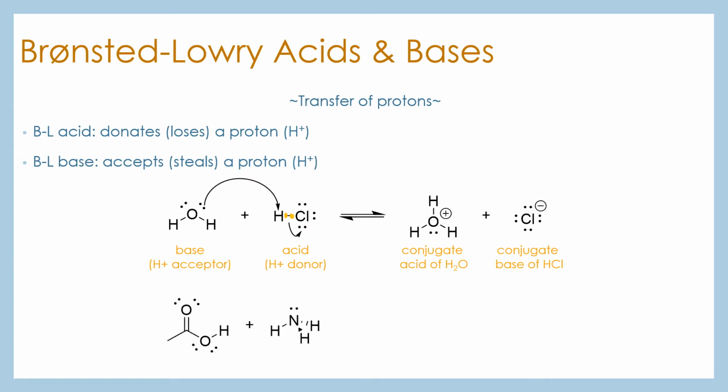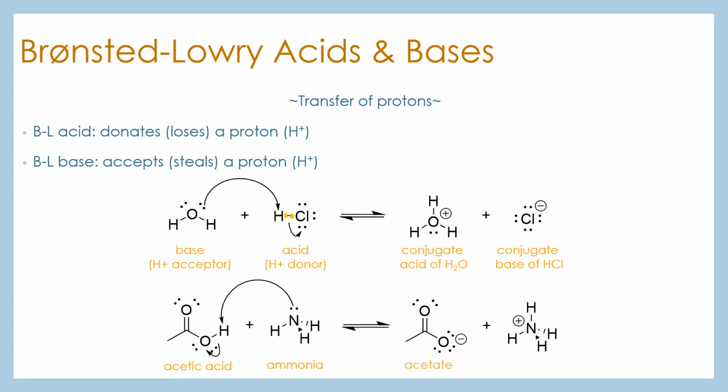We can also look at this example of acetic acid and ammonia. Acetic acid, again, has an acidic proton, and ammonia is going to be basic. The electron pair on nitrogen is going to be our vehicle for stealing a proton from acetic acid. So the electrons on nitrogen pick up the proton and break the bond between hydrogen and oxygen. So we have acetic acid and ammonia, and our products are acetate and ammonium.